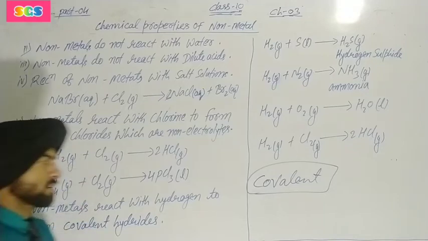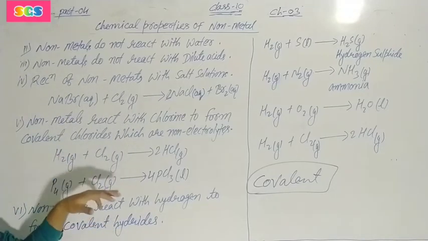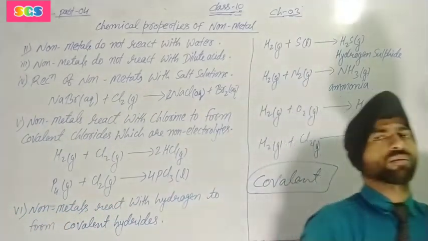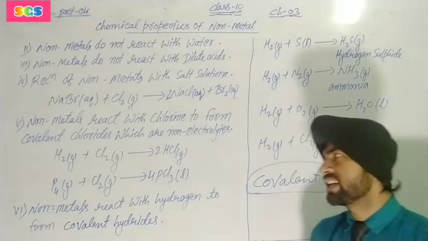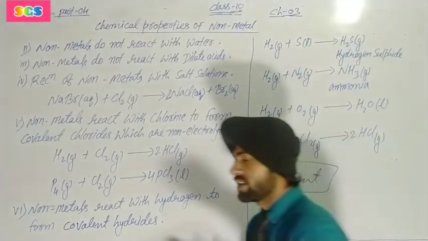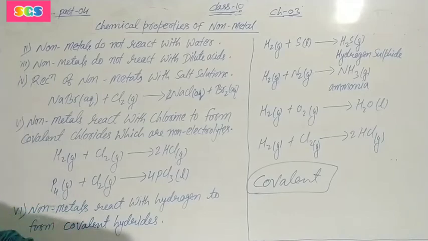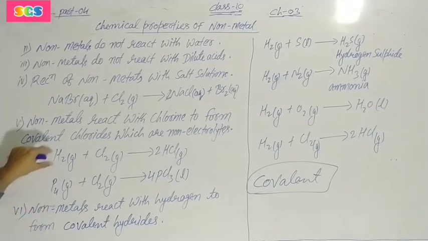Hydrogen is combining with chlorine. When hydrogen combines with chlorine, it will form hydrogen chloride, that means HCl, and HCl is a covalent compound. HCl is a covalent compound, meaning hydrogen and chlorine are both sharing electrons with each other. Neither hydrogen nor chlorine completely loses or completely gains electrons.